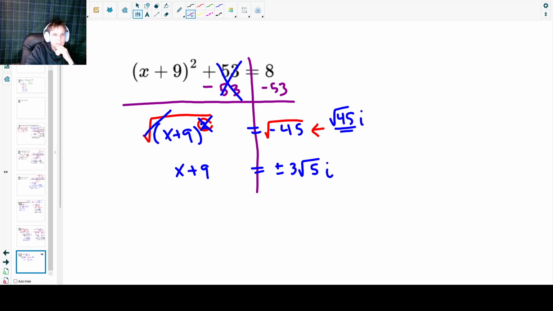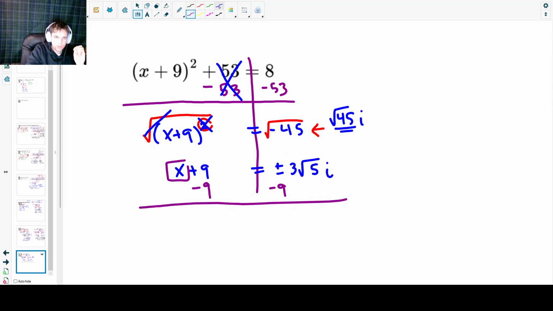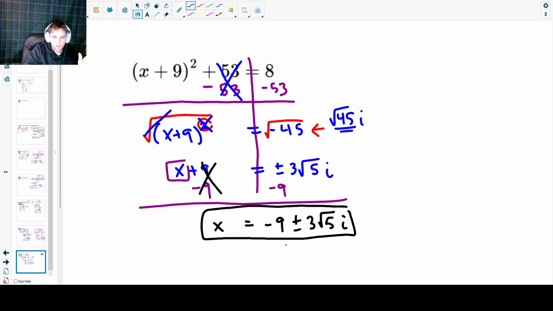Cool. Last step, this is very similar to what we did before. We're going to get the x all by itself, so we will take away 9. Again, I'm going to write this in kind of an interesting way. We'll have x equals, I'm going to write the real part here first, -9, then the imaginary part, 3 root 5 i. Nothing really else I can do with this, right? This is a complex number. We have a real part, and we have an imaginary part.